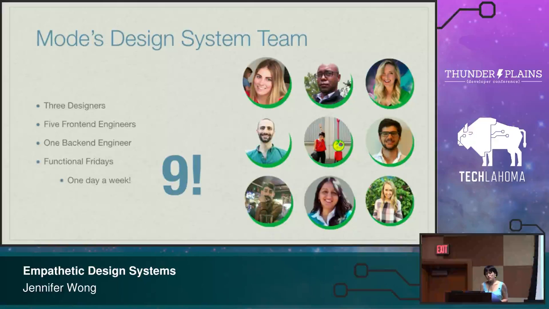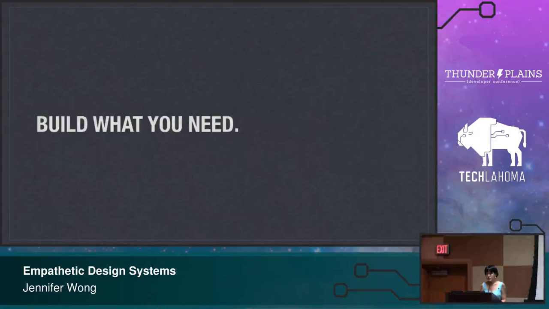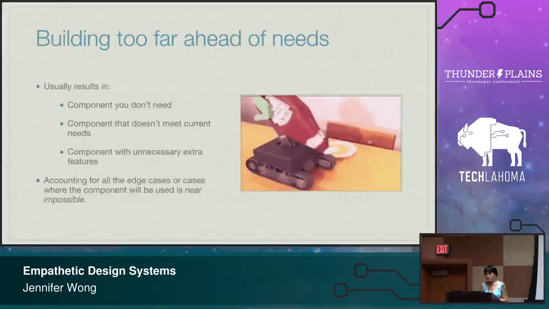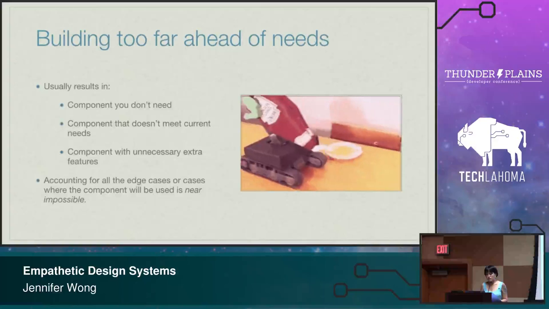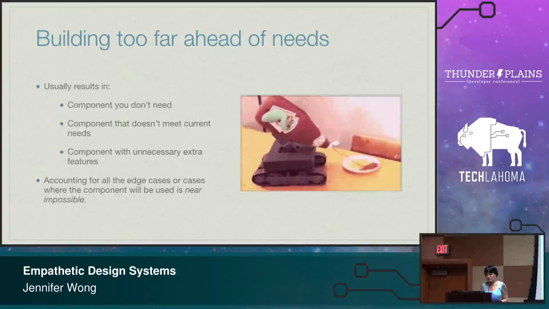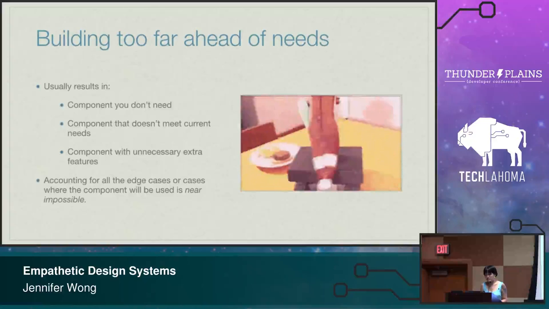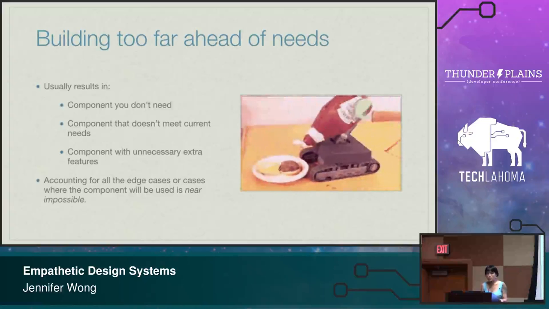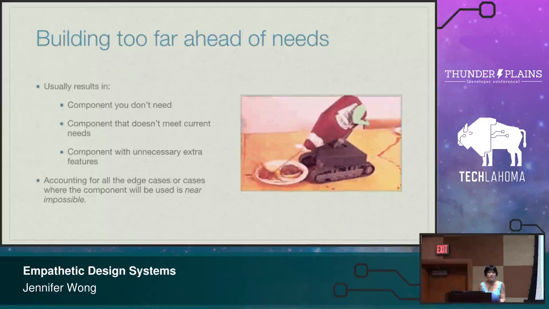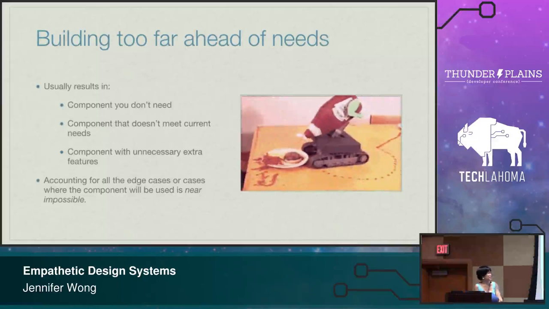So what I say to anyone who is trying to start a design system is consider the resources that you have before you start working on it. And also build just what you need. Because if you build too far ahead of your needs, you end up with a catch-up machine like this. Like, oh, let's put it on some wheels and let's give it some arms and we'll just make it put ketchup on your burger on its own. And that's not what you want. I don't think. Maybe you do.